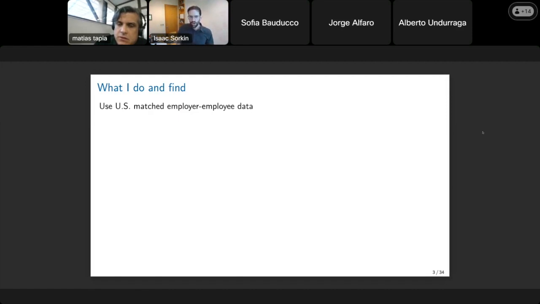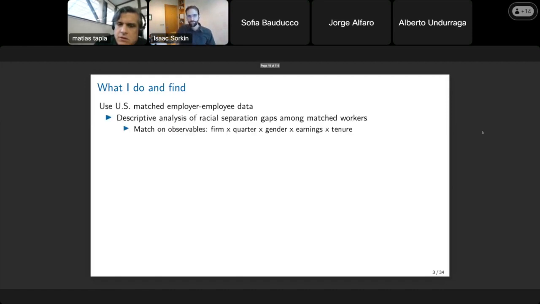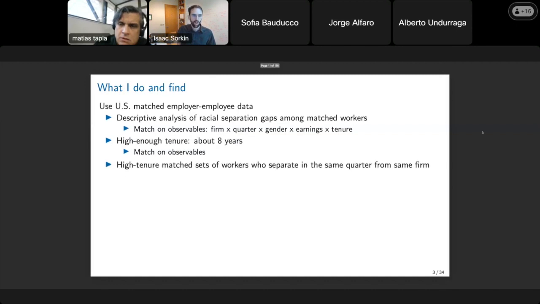So I'll use US matched employer-employee data. What I'll first do is show you a descriptive analysis of racial separation gaps among matched workers. So basically, I'll match workers on firm, quarter, gender, earnings, and tenure, and then I'll show you some interesting patterns of differences in separation gaps. What I'll show you empirically is that high enough tenure is about 8 years of tenure. So this is conditional on observables. It takes about 8 years for these conditional separation gaps to close between black and white workers.